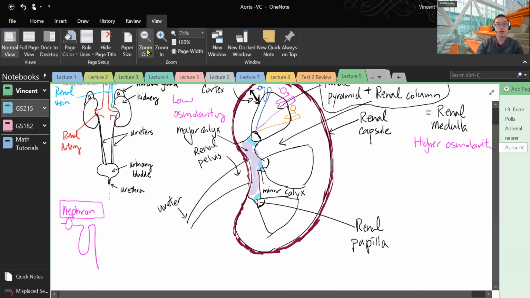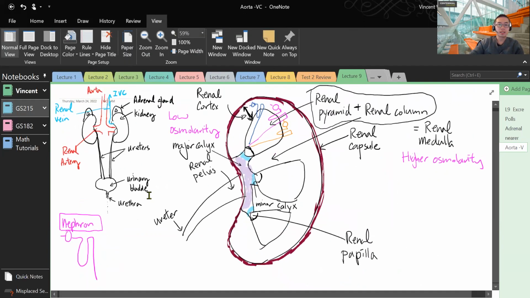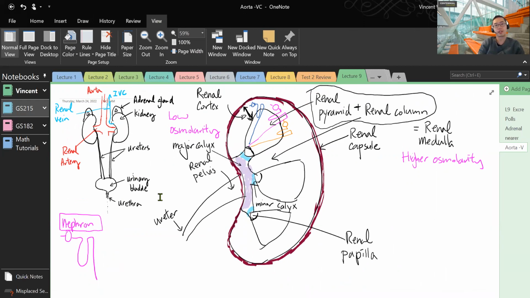All right, so I'm going to zoom out. For those of you who want to take a picture or screen grab it, you can do that, and then I will explain more. Okay, let me know when you guys are good, and I'll proceed.